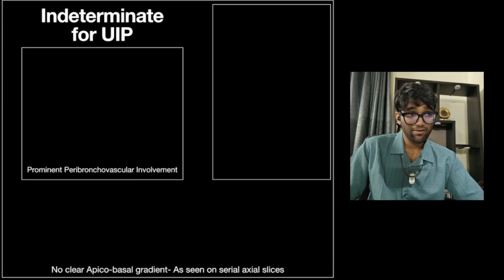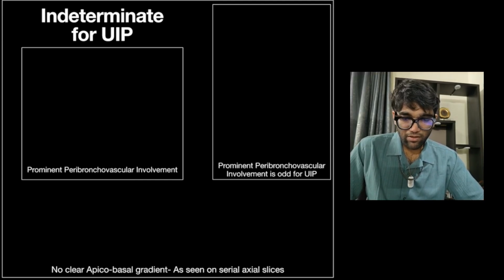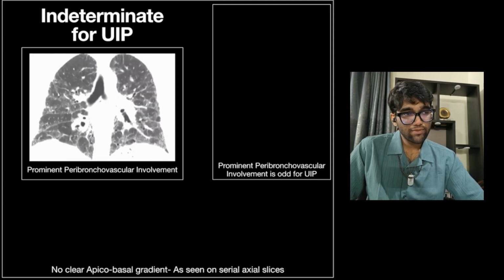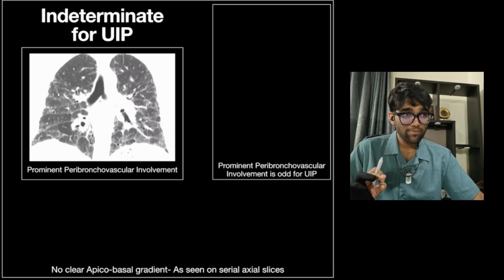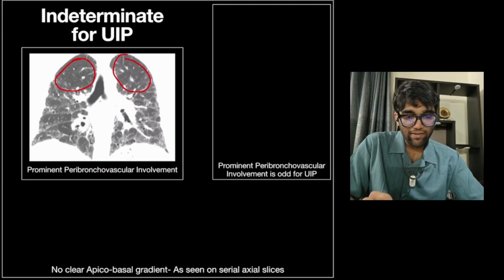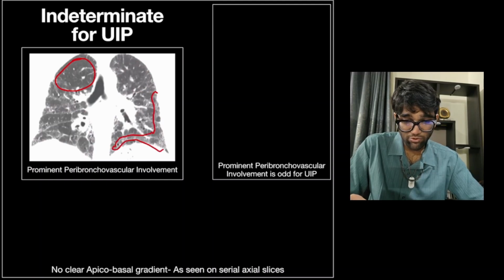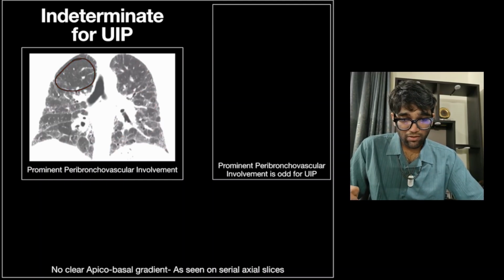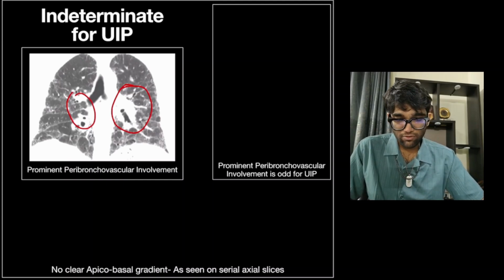Now when it comes to indeterminate for UIP, we find things that are not heretic. It's not heresy, but those that would put the image under the category of alternative diagnosis, but it still goes in the face of what you would expect with UIP. Okay, so that would be a prominent peribronchovascular pattern. Now, admittedly, you would say, okay, so why is this not alternate diagnosis?